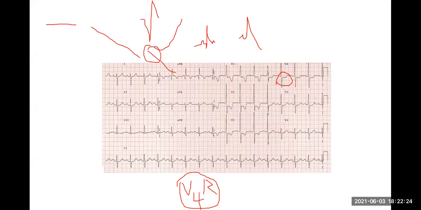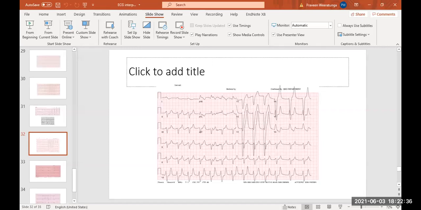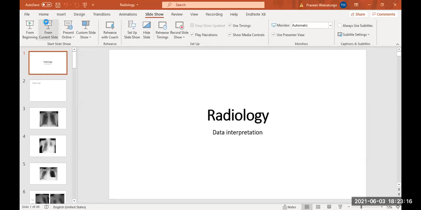Right. So that is all for ECG for the moment, right? There are some other things I want to teach you, but for the moment, that is it. Any questions before we move on to the X-rays?